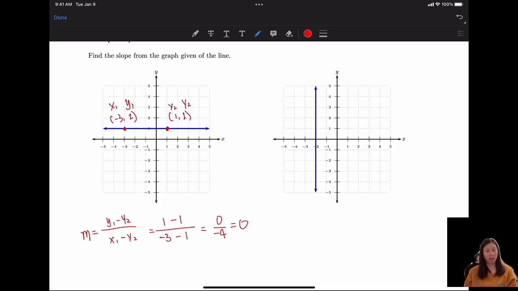What about a vertical line? So again, we are going to pick any two points. Please pause the video and try to do it by yourself.